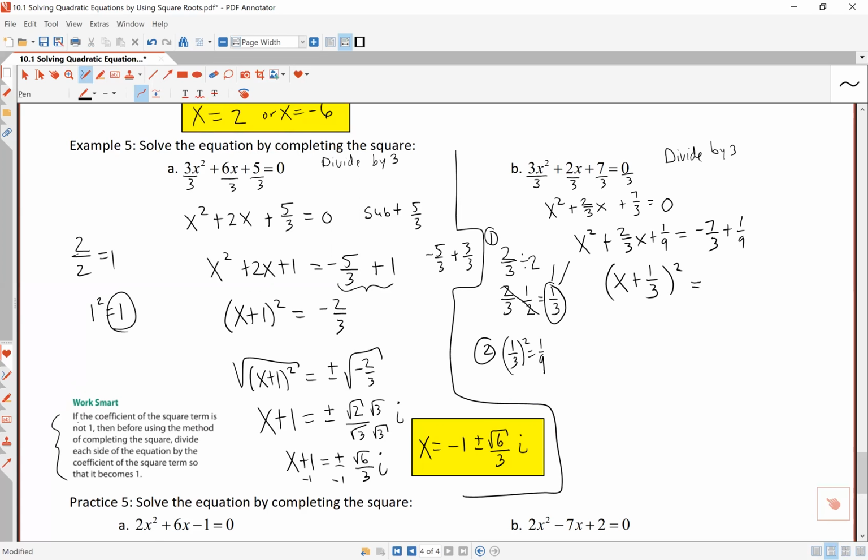Now the right side, we have to get a common denominator. 9. So negative 7/3, top and bottom by 3 is negative 21/9 plus 1/9 is negative 20 over 9. Now we take the square root of both sides.